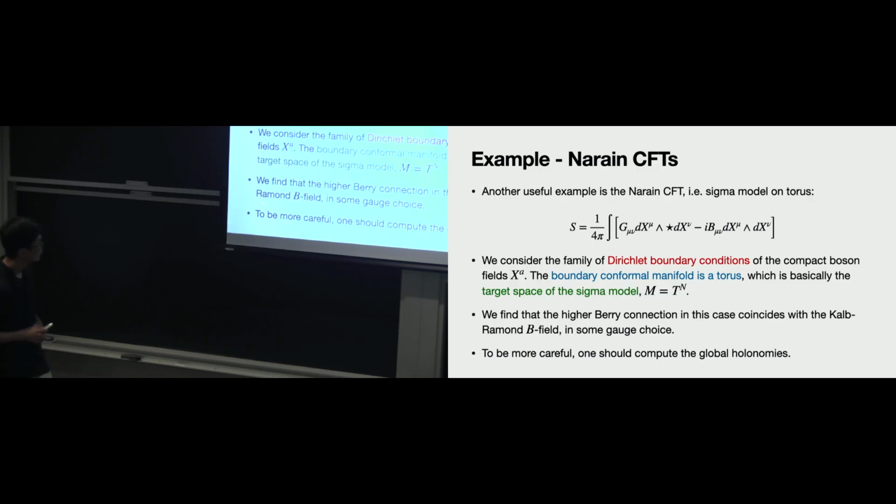There is something to be careful about, which is that here B mu nu is flat. So by a local gauge transformation, inside any local patch, I can make B mu nu zero. So what you really need to compute is the global holonomy of this B mu nu across non-trivial 2-cycles. And unfortunately, our current formulation of higher Berry phase doesn't allow us to do this. We don't know how to do it yet. So this is something to be checked in the future.